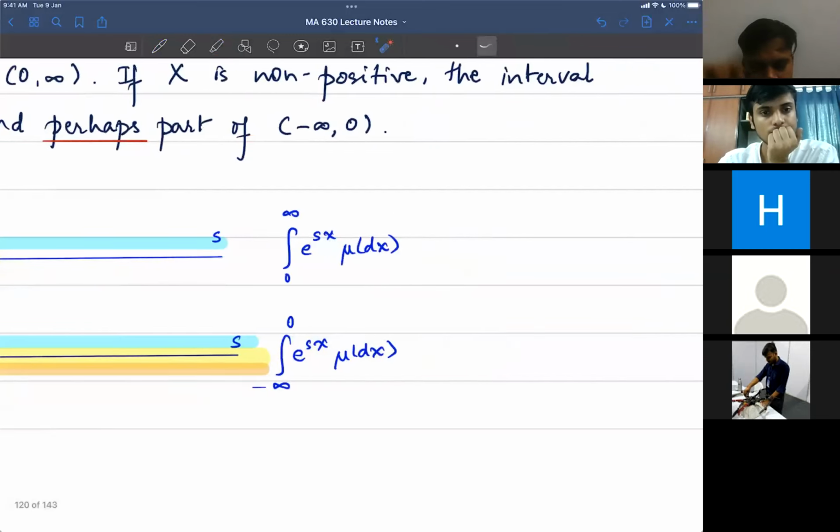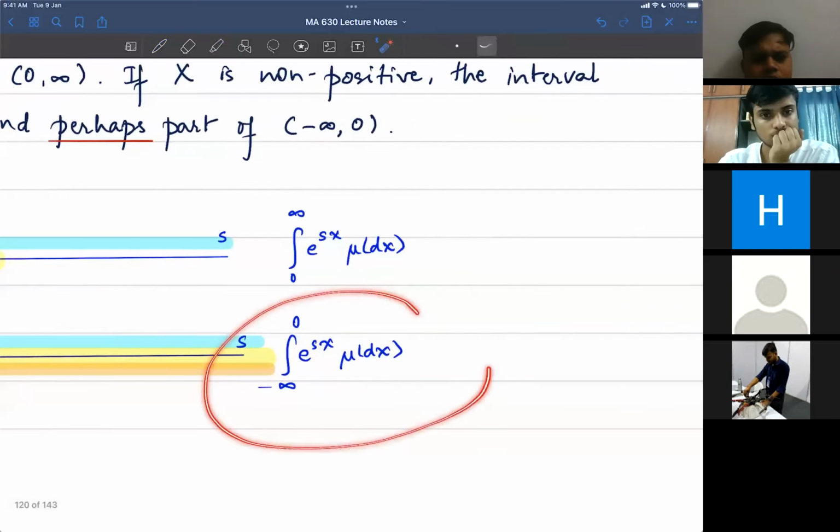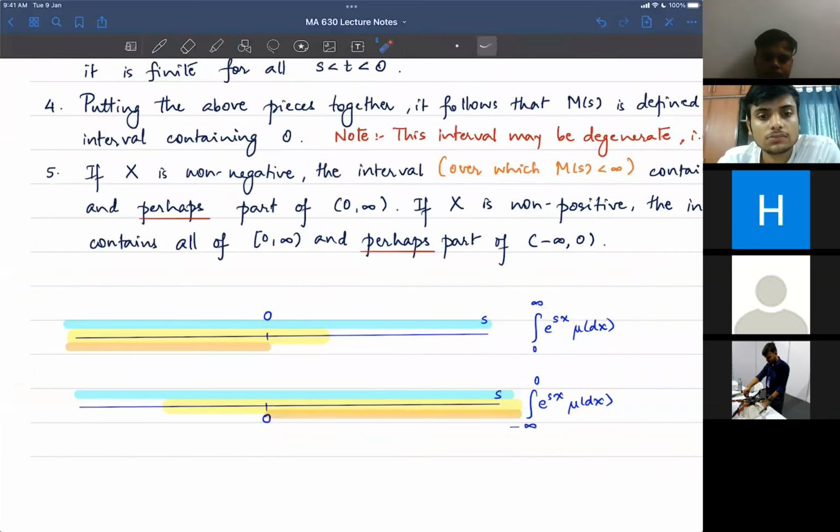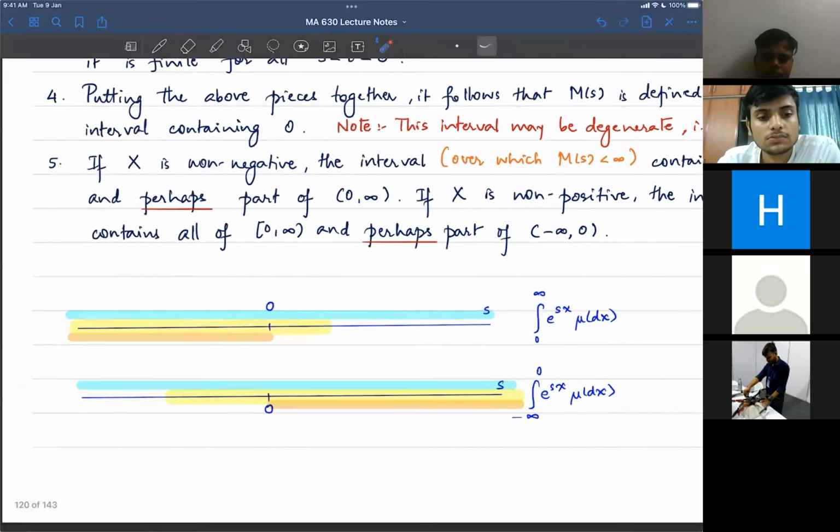If you look at the integral from minus infinity to 0 of e to the sx dμ, there are exactly three possibilities. One is that it's finite for all positive s, for s equals 0 and some negative s's. Another is that it's finite for all positive s's and s equals 0 and infinite for negative s's. And it's finite for all s's. So far, so good? Okay. So now in the first case, you can have any one of these three. In the second case, you can have any one of these three. The domain is going to be the intersection of the two. Agreed? So if I take yellow intersect yellow, what is that going to look like?